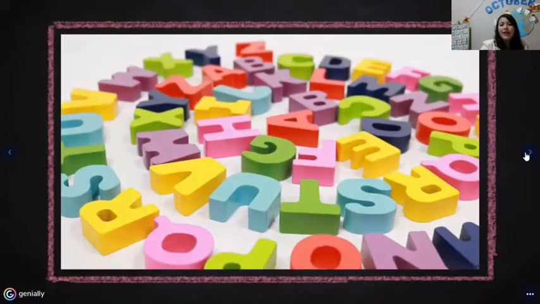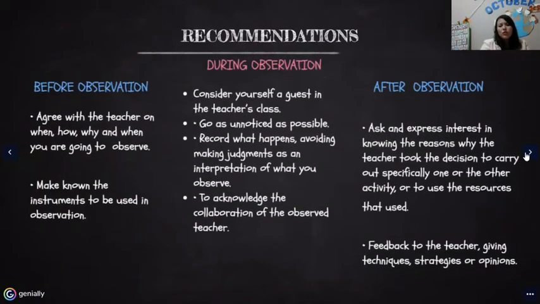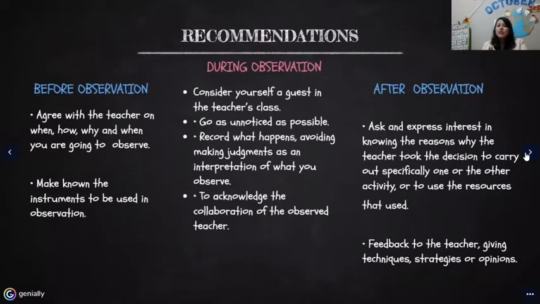Right now, we have some recommendations about the observation. For example, we have 3 recommendations in 3 moments. Okay, so many recommendations in 3 moments. One moment is before the observation. Second moment, during the observation. And third moment, after the observation.